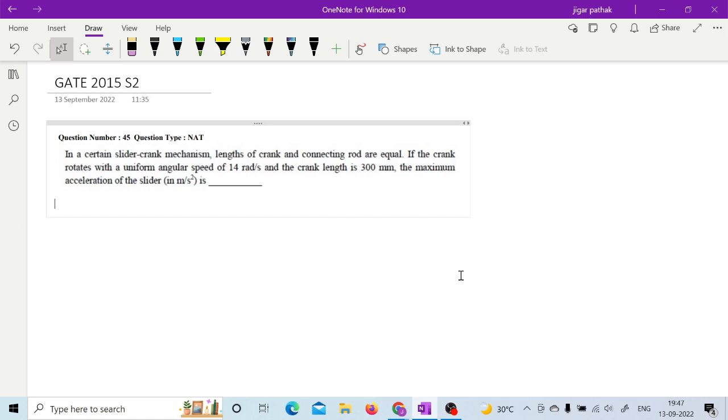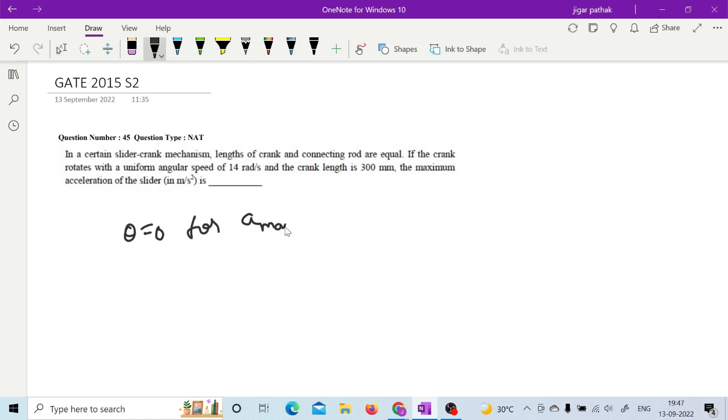So maximum acceleration will be at theta equal to 0. I'm giving you the hint. Now you can calculate and type in your answer in the chat box. You can use that equation which we have derived for the acceleration of the piston or the slider. Done, sir. 117.619. Correct. So everyone of you is getting the same answer?